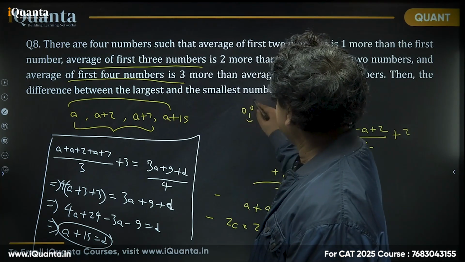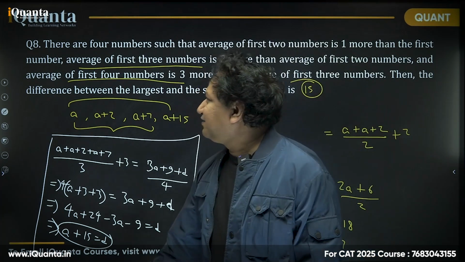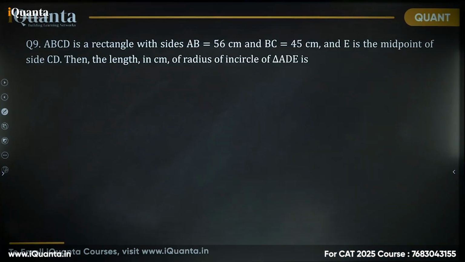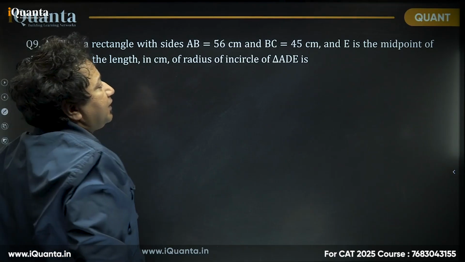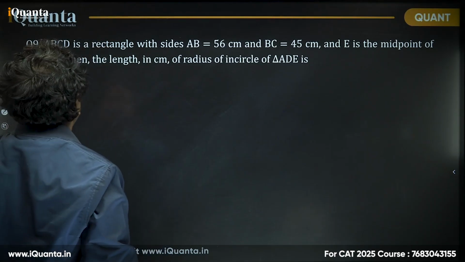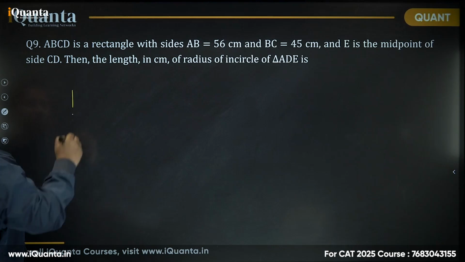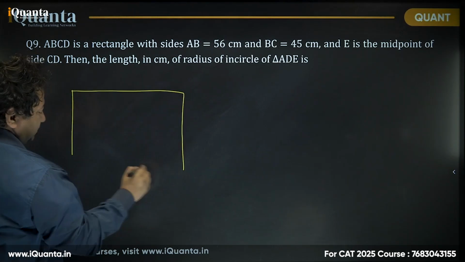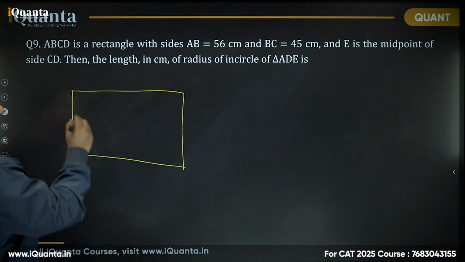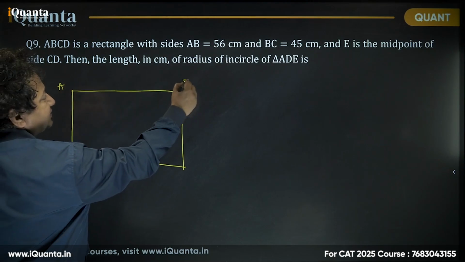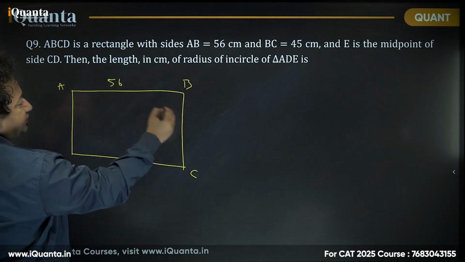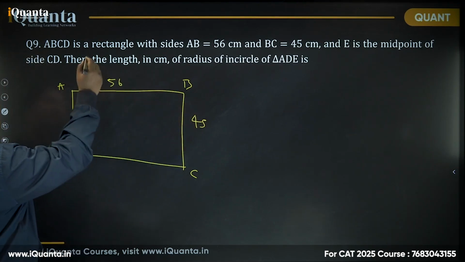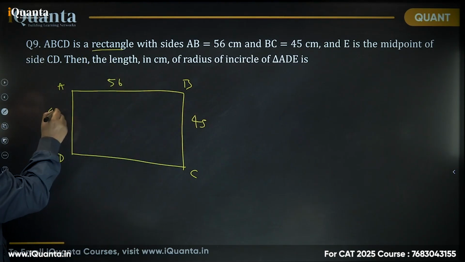I love this question. Calculative, but yeah, easy one. Thank you. ABCD is a rectangle with sides AB equal to 56 centimeter, BC is 45, and E is the midpoint of side CD. So it's a rectangle, we know that. So let's draw the rectangle first of all. And it says AB is the longer side. So if I have AB as this and C as this, then D will be this one. AB is 56, BC is 45, which means as it's a rectangle, this will be 45 and this is 56.